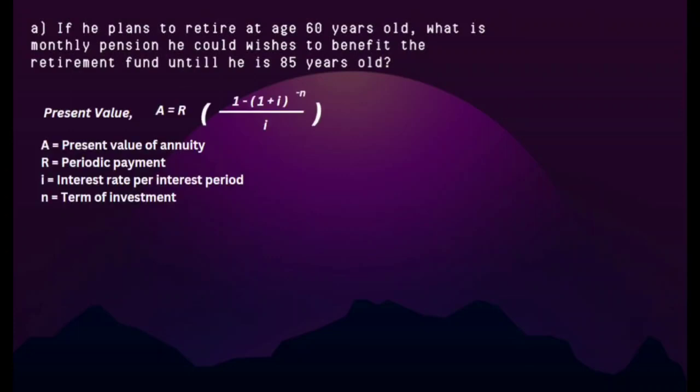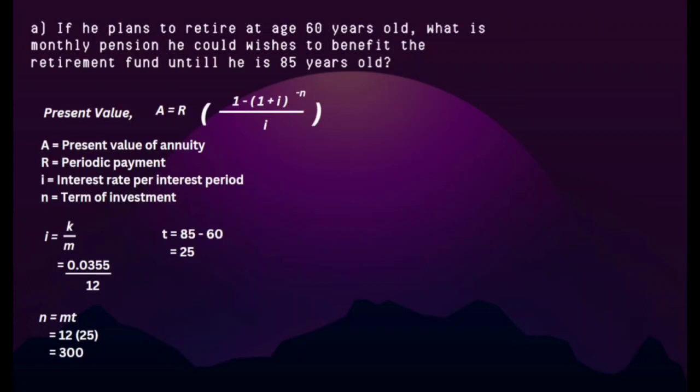First, we need to know the formula that we use, the present value formula, which is A equal to R bracket 1 minus 1 plus I power negative n divided by I. First of all, we need to find I. The formula is nominal rate divided by the number of times interest is calculated in a year, and we get 0.0355 divided by 12. Next, we need to find n. So m multiplied by t, which is 12 multiplied by 25, we get 300. Why 12? Because the interest is calculated compounded monthly.